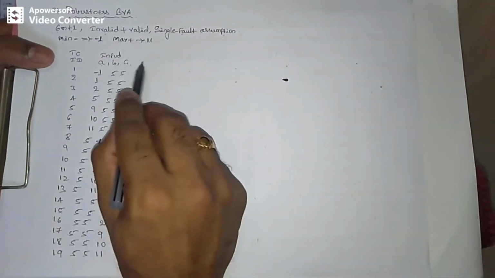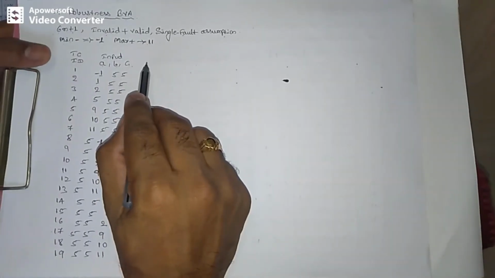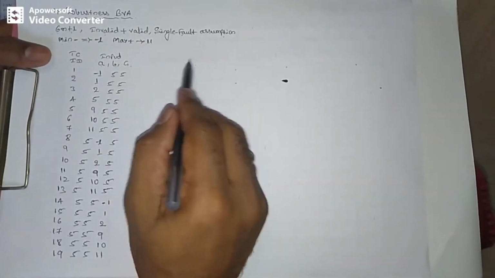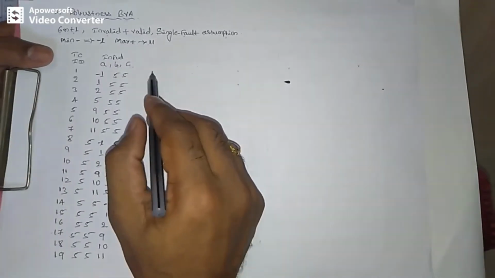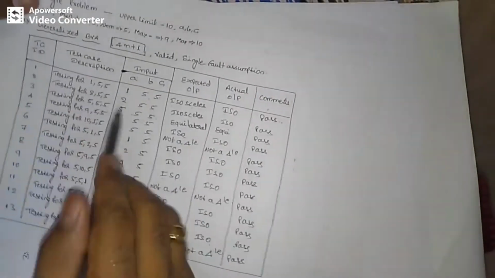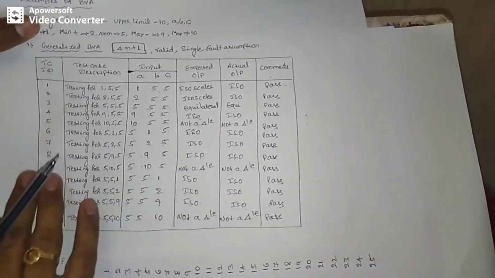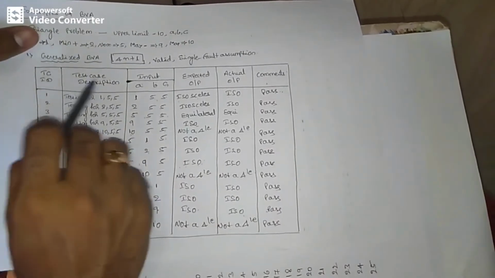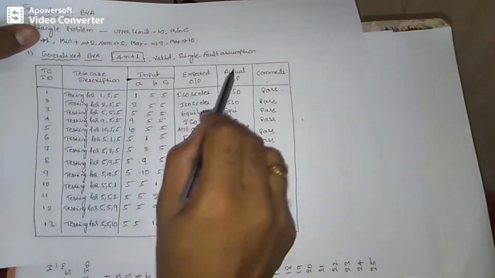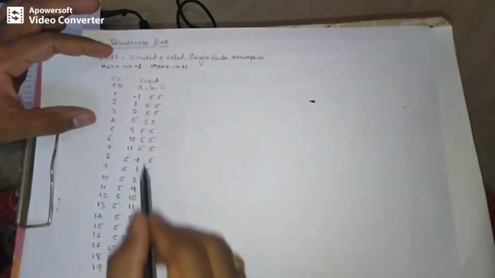Next, you need to write the expected output result, actual output result, and the comment. You need to follow the previous test case table, how I have written it here. Similarly, you have to specify the test case description, expected output result, actual output result, and comment based on these input parameter lists.